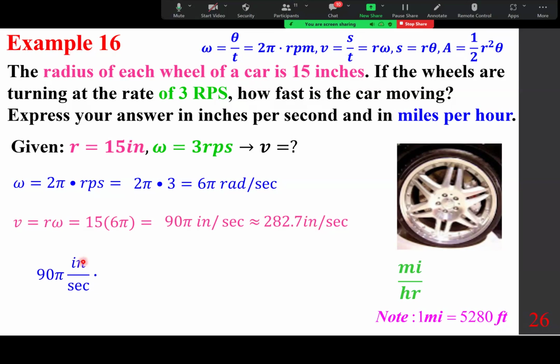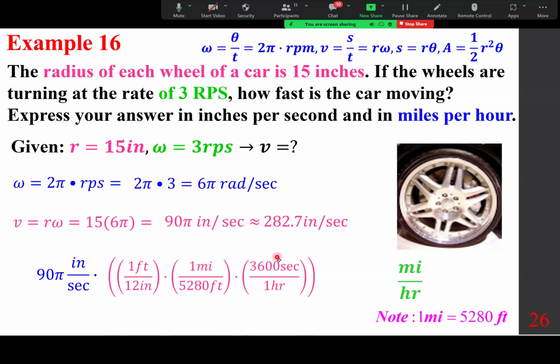We are going to go from inches per second to miles per hour, reminding everyone 1 mile is 5,280 feet. So obviously 1 mile is at top because we want the mile at top. 5,280 feet is at the bottom. 1 foot is 12 inches. 1 hour is 3,600 seconds because it's 60 times 60.